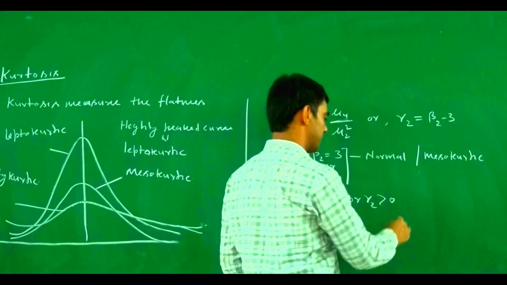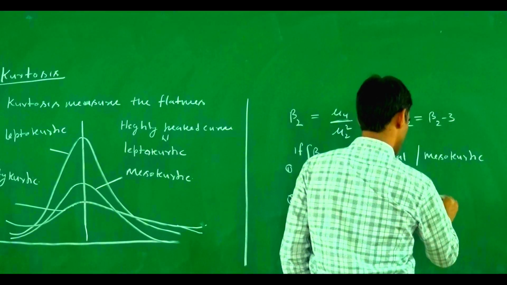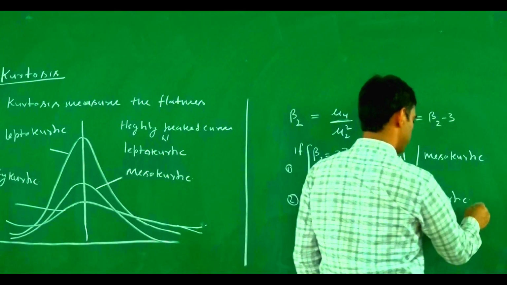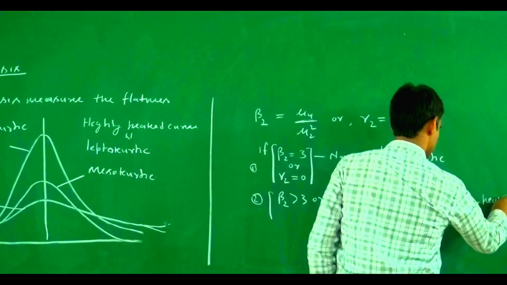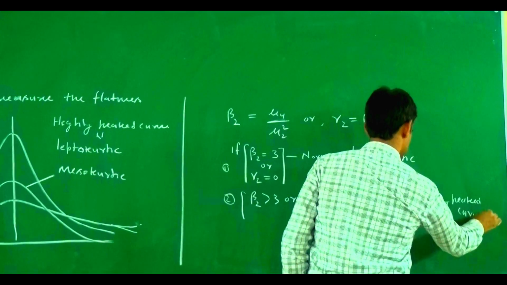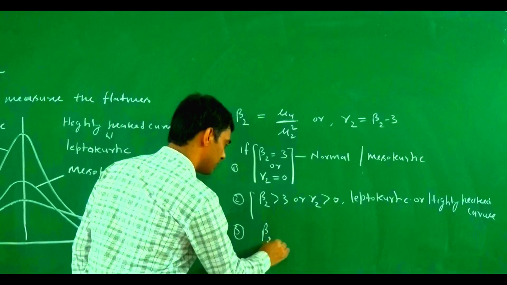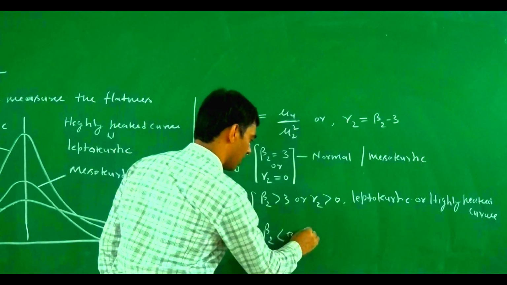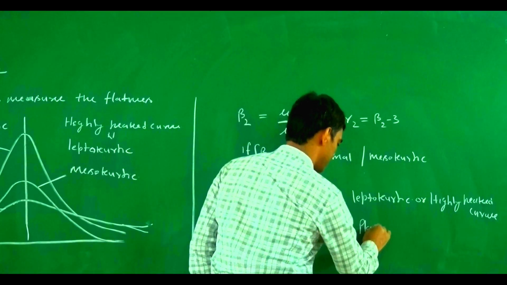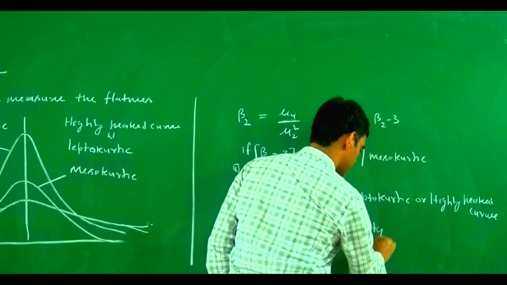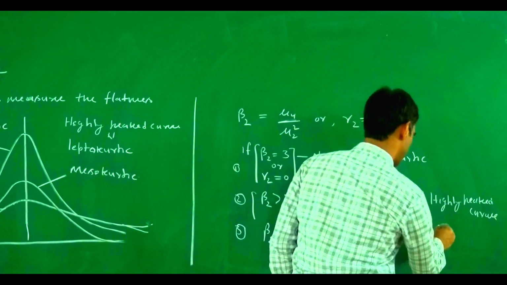Second, if beta 2 is greater than 3 or gamma 2 is greater than 0, then this is called a highly peaked curve, or leptokurtic. And third, if beta 2 is less than 3 or gamma 2 is less than 0, then this is called platykurtic, or a low peaked curve.